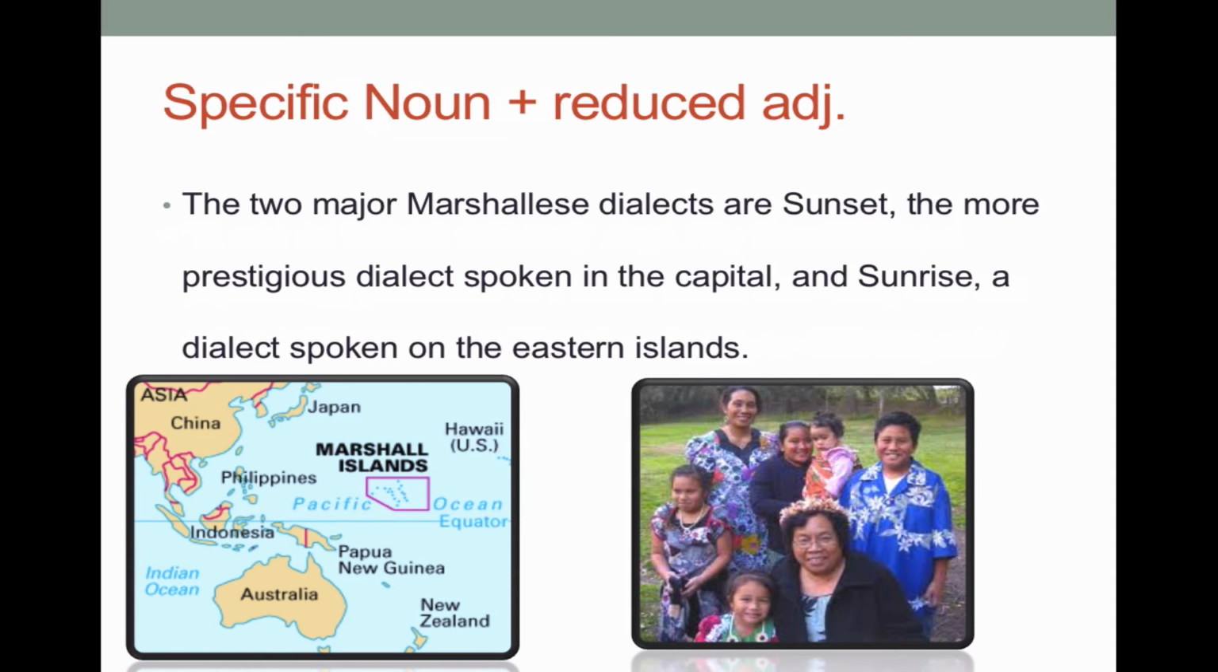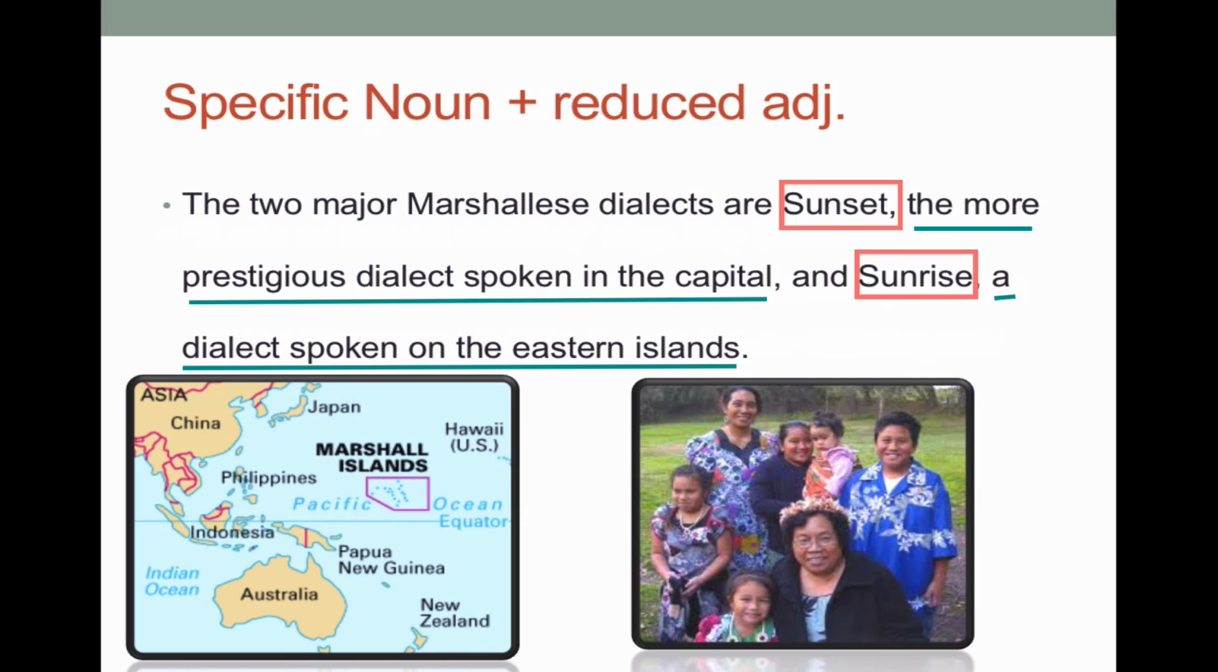All right, using specific nouns plus a reduced adjective clause. In this example, we're talking about the Marshall Islands in the Pacific Ocean. And in these islands, the two major Marshallese dialects are Sunset, which is one specific noun. Here's my reduced adjective clause, "the more prestigious dialect spoken in the capital." And Sunrise, my second specific noun. And here's my second reduced adjective clause, "a dialect spoken on the Eastern Islands." So I'm just giving more information about these specific nouns.